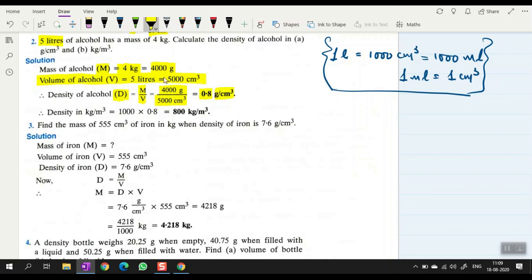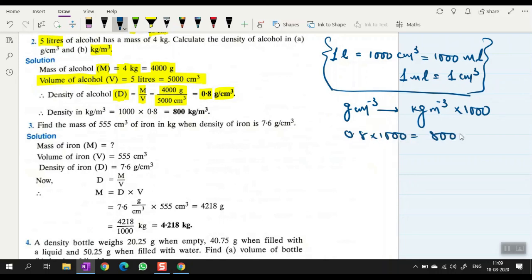Now they have also asked us to find the density of alcohol in kg per meter cube. Now you should understand, I have taught you this earlier, to convert from gram per centimeter cube to kg per meter cube, what you should do? You should multiply by 1000. So here I've got 0.8. I will multiply 0.8 by 1000 and I will get 800 kg per meter cube. Is that the answer? Yes, it is.